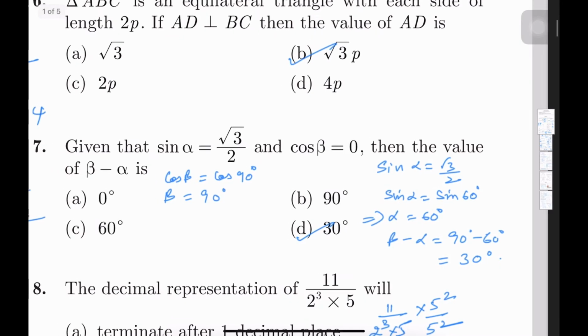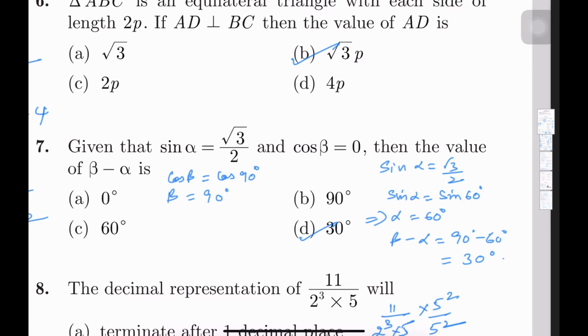Going to the seventh one. Given that sine alpha is equal to root 3 by 2 and cos beta is equal to 0, then the value of beta minus alpha is how much? Now you know that sine alpha is equal to root 3 by 2 means, where is root 3 by 2 we get in sine alpha? When it is sine 60. So therefore here alpha is equal to nothing but it is equal to 60.